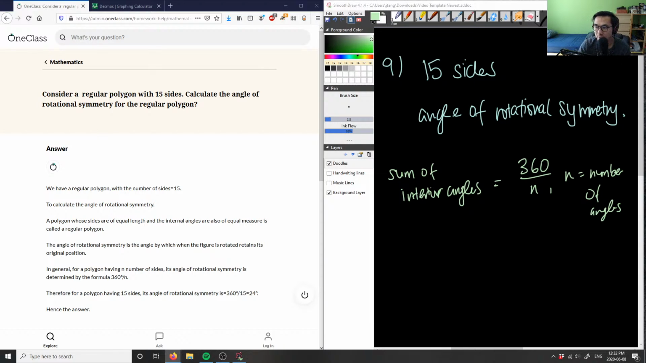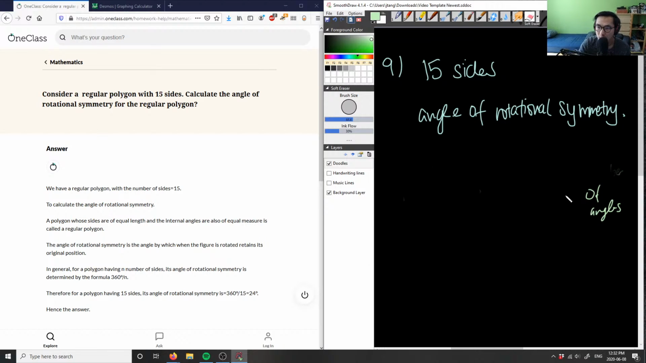Or actually, sum of interior angles is n minus 2 times 180. So this is actually not the correct formula, sorry. Interior angles and angles of rotational symmetry are two different things. I mixed that up, my bad. Let me erase this again. The sum of interior angles is n minus 2 times 180. So that's a different formula here.